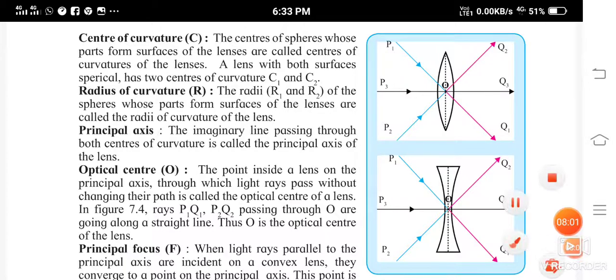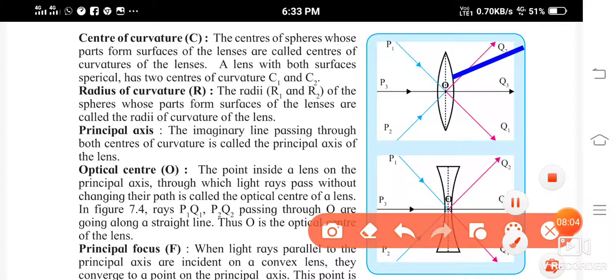Now, this is the lens. When light passes from one medium to the other, refraction of light takes place. But if the light passes from one medium to the other through the optical center of this lens, the light does not change its path. So that point we are going to call the optical center of the lens.